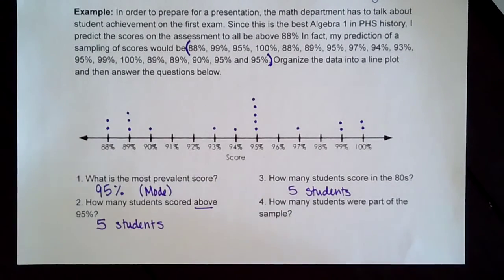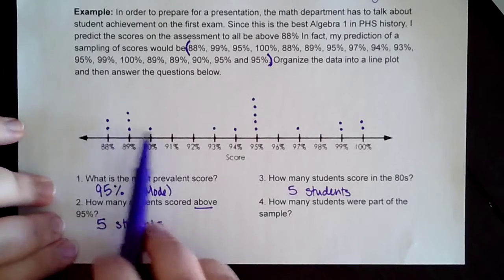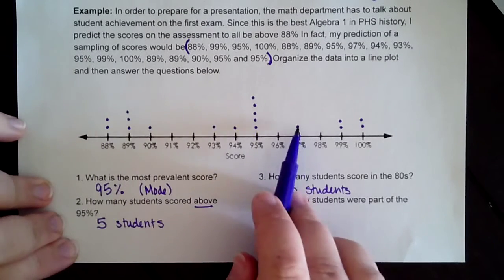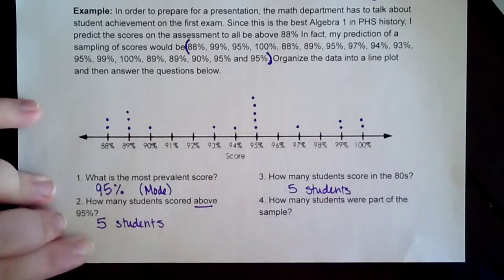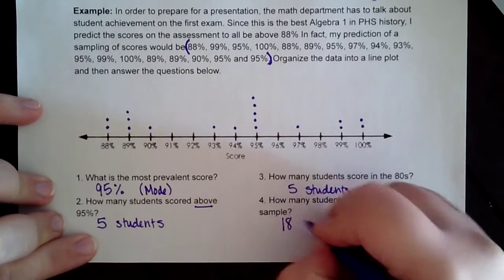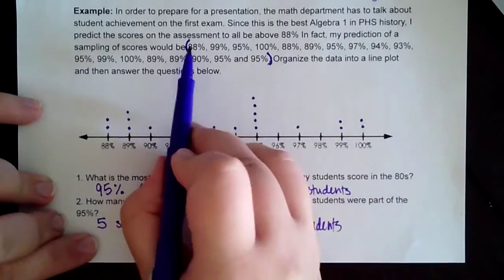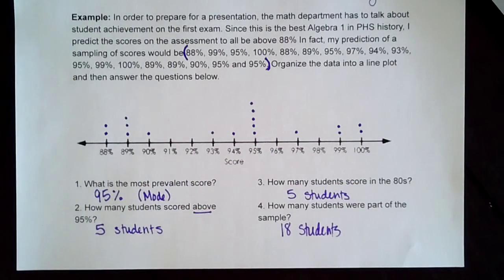How many students were part of the sample? That would be however many data points I have. So I've got 6, 7, 8. 8 and 5 is 13, 14, 15, 16, 17, 18. So that should be 18 students. And I can double check that math by checking to make sure I had 18 original data points as well.